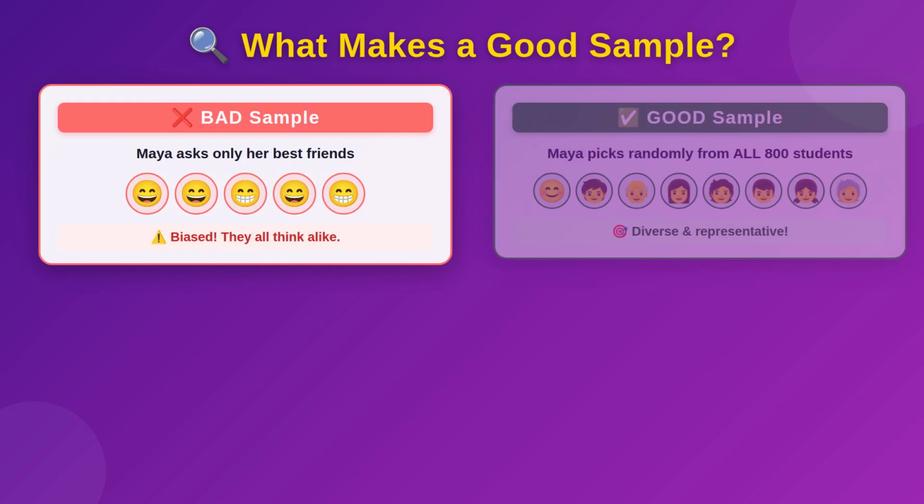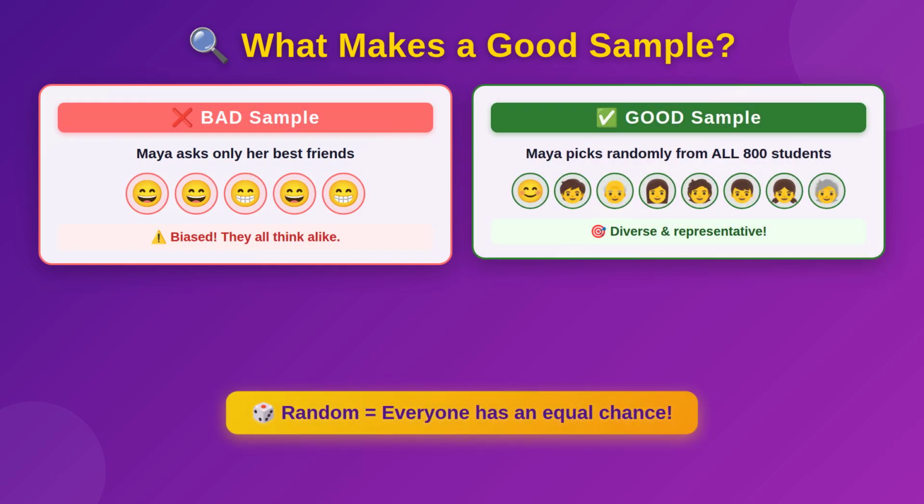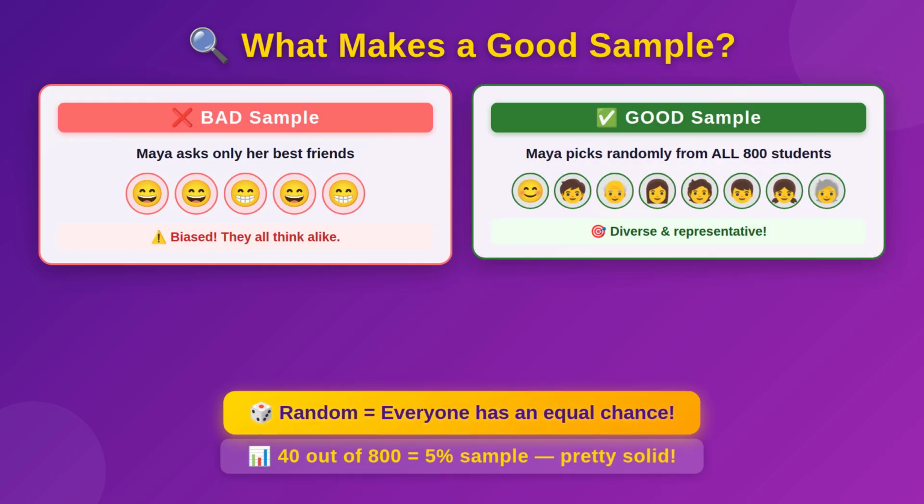Here's where it gets really interesting. Not all samples are created equal. Maya could walk up to her 40 best friends and ask them, but that's a bad sample because her friend group might all love the same thing she does. A good sample has to be random, meaning every person in the population has an equal chance of being picked.